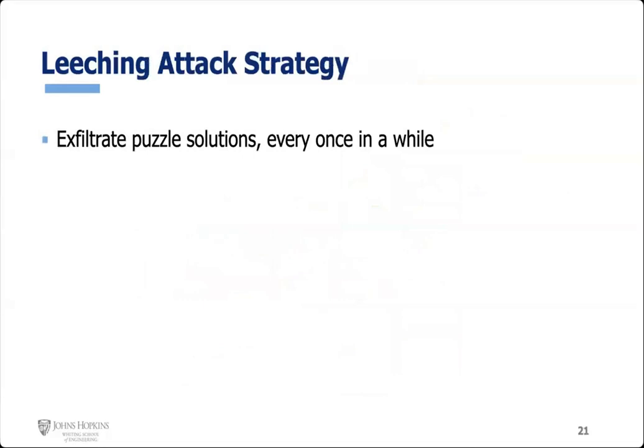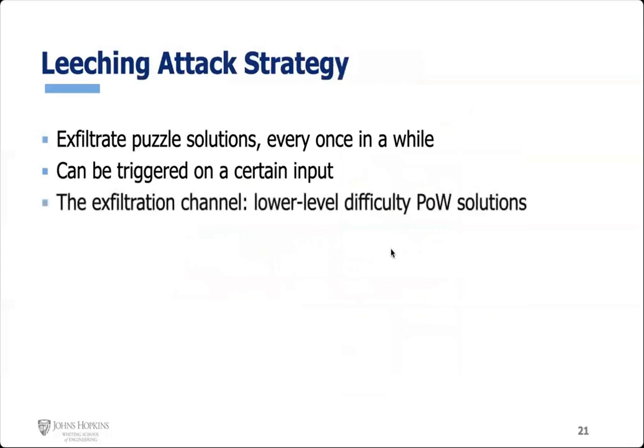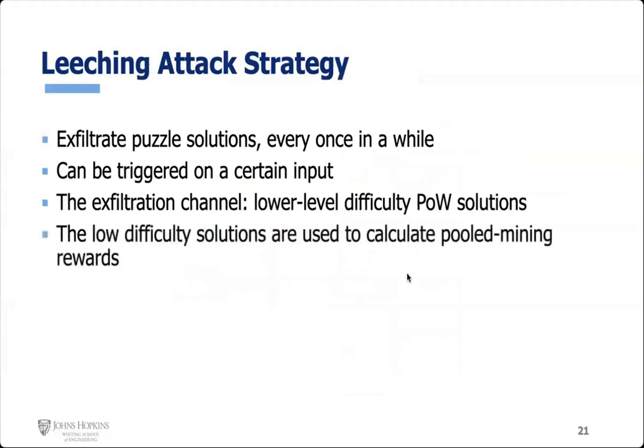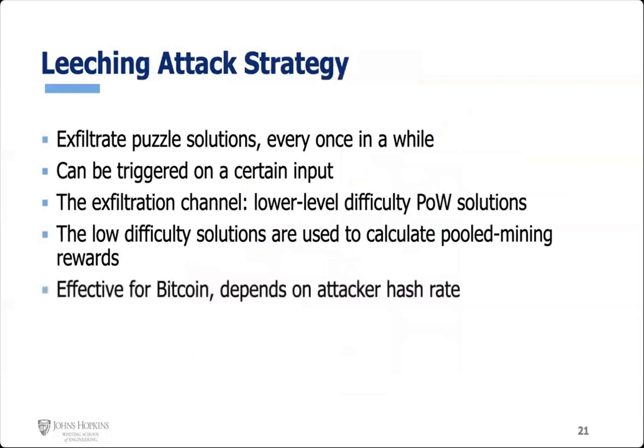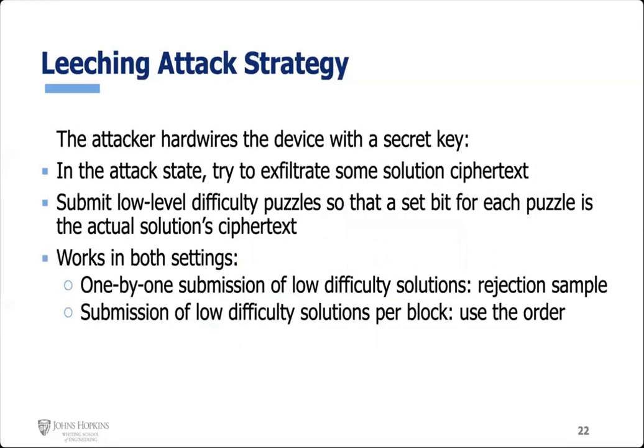Another mechanism is the leeching attack. In the leeching attack, you try to exfiltrate puzzle solutions every once in a while. And this is also based on input-based triggers. The exfiltration channel we use is lower level difficulty proof-of-work solutions. These are used to calculate pooled mining rewards in proof-of-work. For this to work, the attacker hardwires the device with a secret key, and then in the attack state, the device tries to exfiltrate some solution ciphertext. So it finds a solution and it tries to exfiltrate it without outputting it to the device owner.